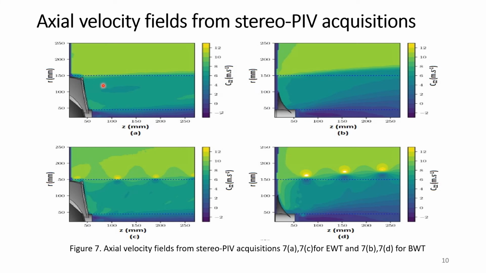This figure shows the axial velocity fields from particle image velocimetry. Figure 7a and 7c are for the EWT type turbine, and figure 7b and 7d are for the classical wind turbine. So from this figure we can see that the wake expansion is more prominent and significant in the BWT type classical wind turbine. As already discussed, the wake angle in the BWT type turbine is 6 degrees, whereas the wake angle in the new innovative design EWT type wind turbine is 3 degrees.